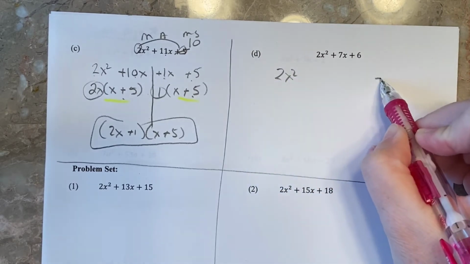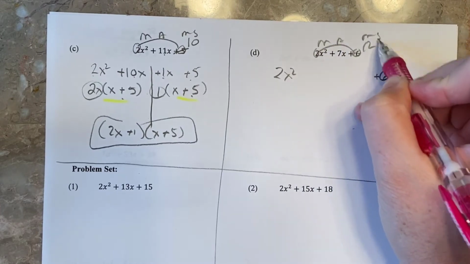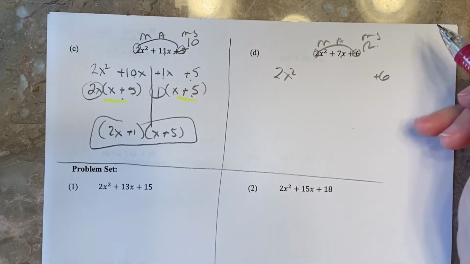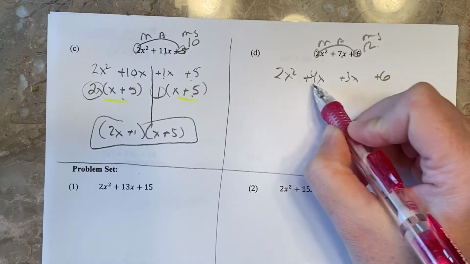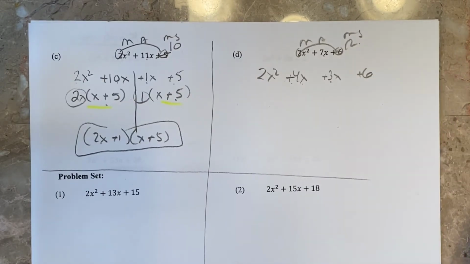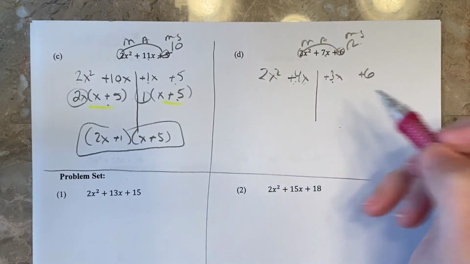Okay, so 2x squared, positive 6. 2 times 6 is 12. Okay, so what multiplies to 12 and adds to 7? That should be 4 and 3. So just remember with this, you always want to put the x's with the numbers. When we do tricky try, when we usually write our numbers, we only write the constants. We don't write the coefficient with the x, so just be careful. Okay, split it up right there.